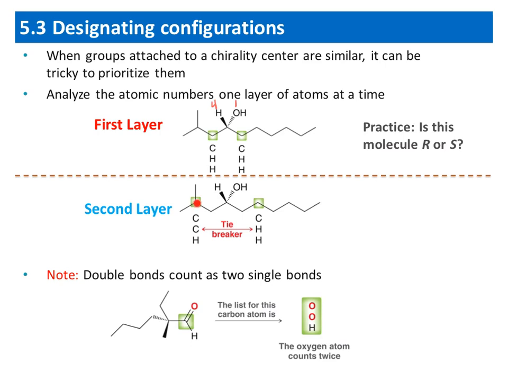All right, so now let's take a look at the second layer. So if you look at this carbon, it is connected to 2 carbons and 1 hydrogen, and this one is connected to 1 carbon and 2 hydrogens. All right, so if you compare these two, we have 2 carbons, 1 hydrogen here, and 1 carbon, 2 hydrogens here. So comparing the atomic numbers, this part wins. So it is my second priority, and this part is my third priority.